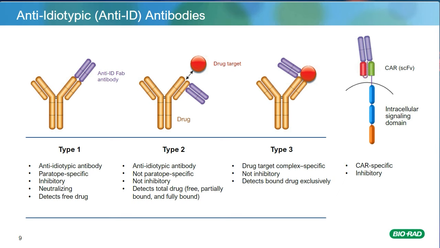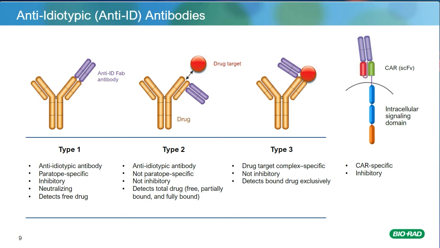The panning round on the complex would remove any binders to the paratope area of the drug antibody, leaving us with those that just bind to epitopes outside the paratope. As with the type 1 project, we would block the library in all rounds using matched isotype control antibody and serum. Type 3 anti-IDs are complex specific, so this will exclusively detect drug in complex with its target.